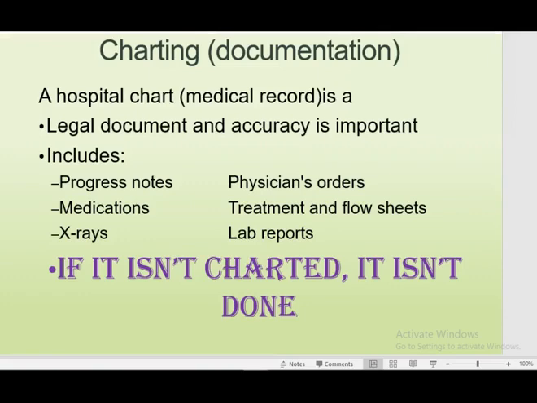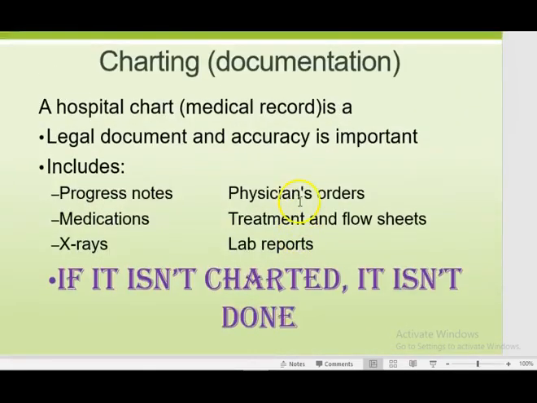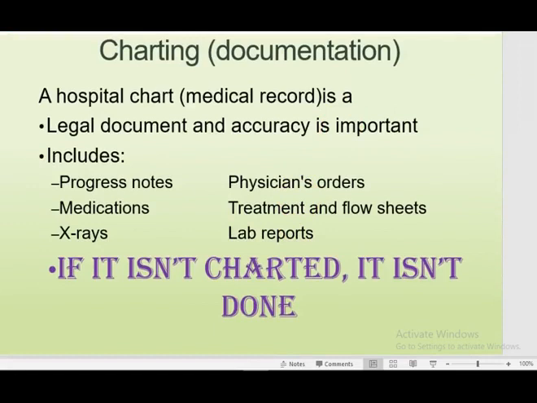So I'm going to go through a little bit because your book is really written for CNA, but a hospital chart is known as a medical record. So they used to be called charts, they're medical records now, and it's a legal document, right? And accuracy is always important. In a person's medical chart, they're going to have a lot more than in a home care: progress notes, medications, x-rays, physician reports, different kinds of treatments and lab reports.